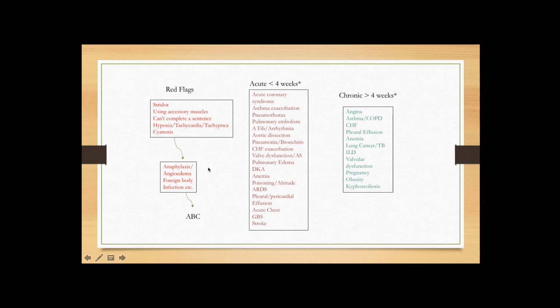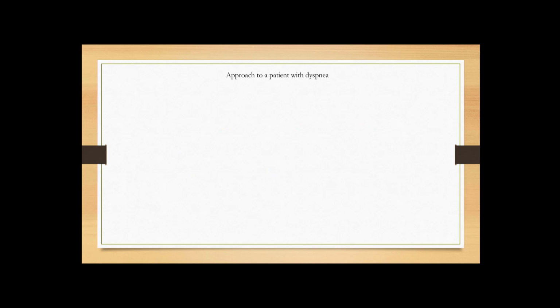So this is just a quick overview of the upper airway obstruction or problems causing red flags and acute distress and dyspnea. And we'll expand on that a little bit more here. So what is the approach to a patient? Well, first of all, just like I said, we look at the patient and see if the patient is stable or not. And if they are not stable, usually they are not able to talk.